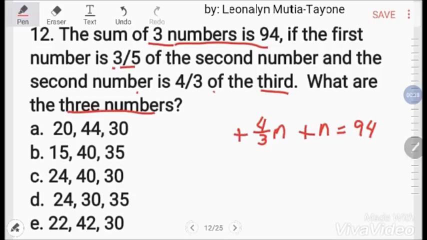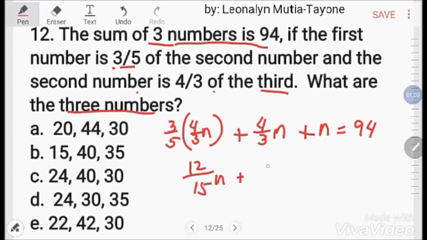The first number is 3/5 of the second number. Ito yung second number, so 4/3 n. So 3/5 of the second number. So ito na yung formula natin. And this will be 12 over 15n plus 4/3n plus n equals 94.